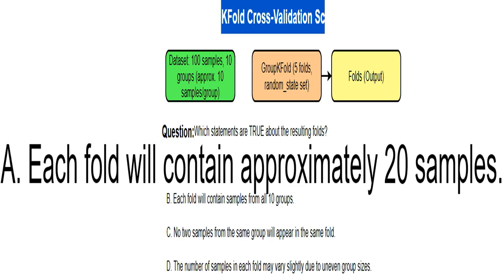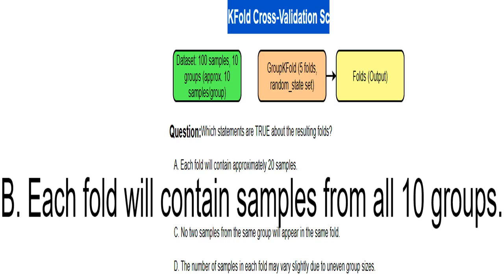With 100 samples and 5 folds, we'd expect each fold to have about 20 samples, 100/5. But because GroupKFold prioritizes keeping groups together, this might not be exactly true. Because GroupKFold keeps groups together, it's not guaranteed that every fold will have samples from every group. Some folds might miss samples from certain groups.